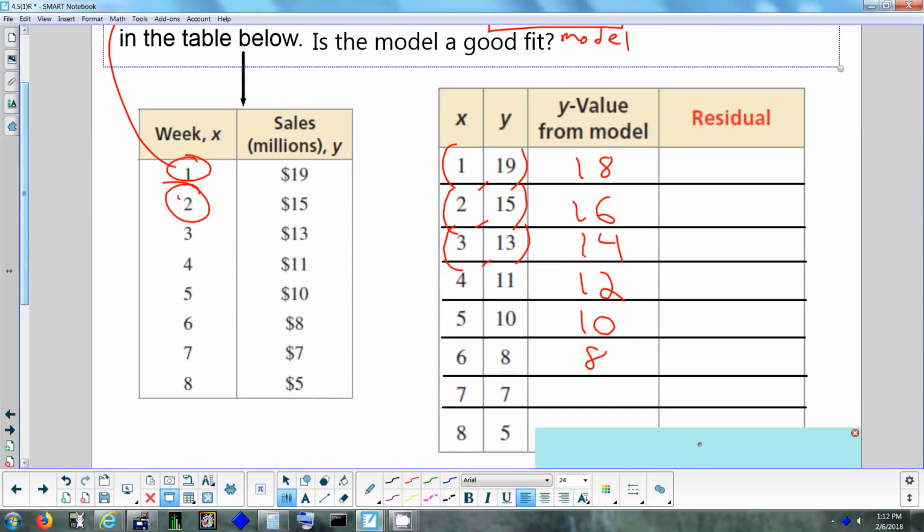Joe, next one? It would be 6. I thought we were subtracting 2. We haven't done the subtraction yet. We're going to do that right now.